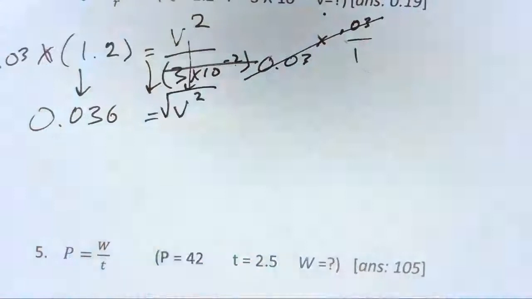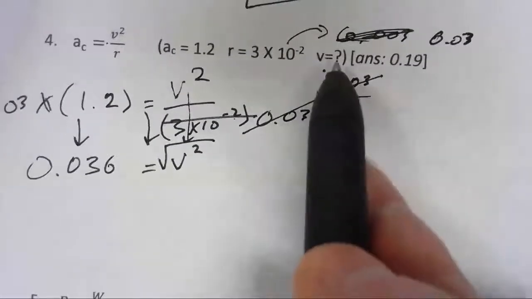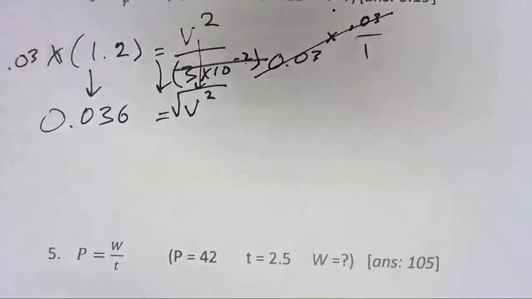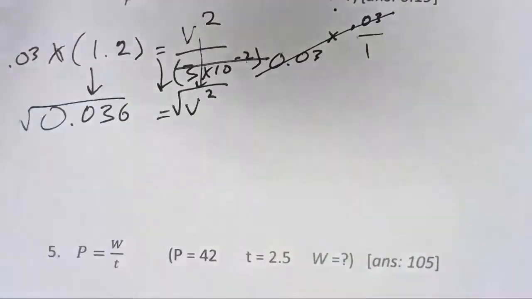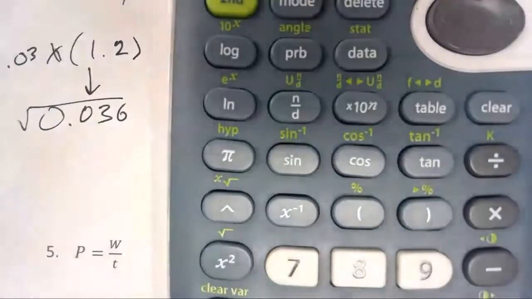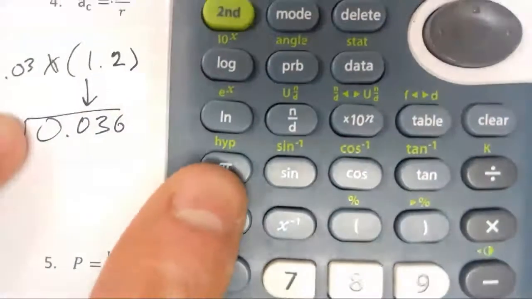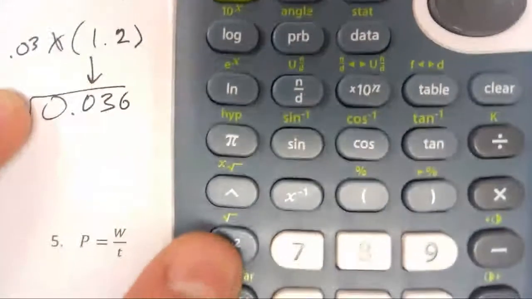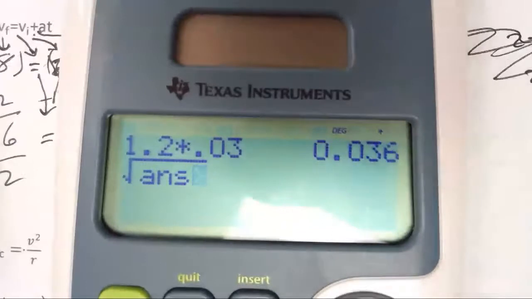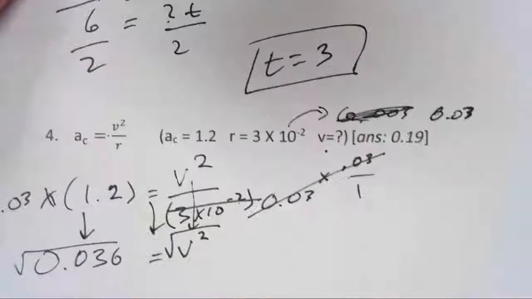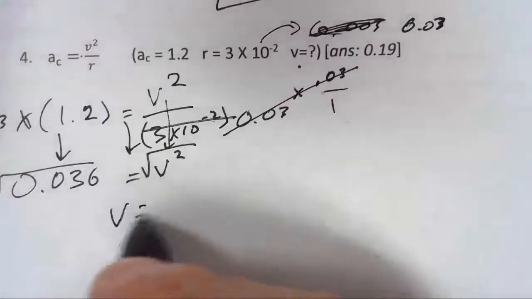If I take the square root of this side, it gives me v, which is what I'm looking for. The square root of v squared is v. Whatever I do to one side, I have to do to the other. So we're going to take the square root of 0.036. So I'm going to go second and hit my square root button right here. It gives me the radical. And then go second, and then the A and S button at the bottom puts under the radical the number that I just got. Going to hit enter, and it gives me 0.019 or 0.19, which is what our answer is.